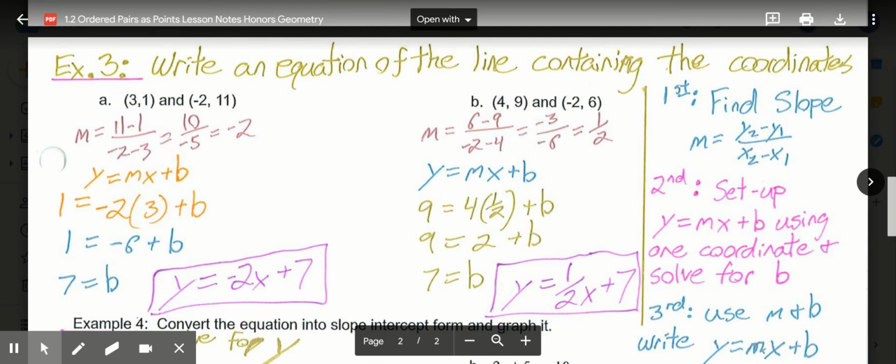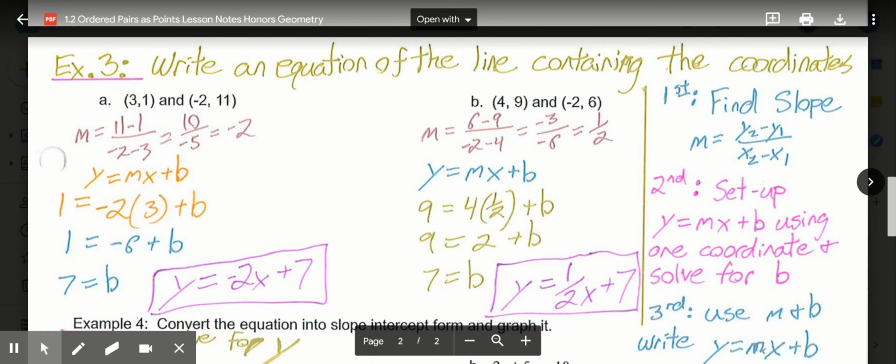So my slope is negative 2, so I replace m with negative 2. My coordinate is 3, 1, so the 3 takes the place of x, and the 1 takes the place of y. Then I'm going to solve this equation for b. So negative 2 times positive 3 is negative 6. So we have 1 equals negative 6 plus b. Add the 6 to each side to get rid of the negative 6, and we end up with 7 equals b.